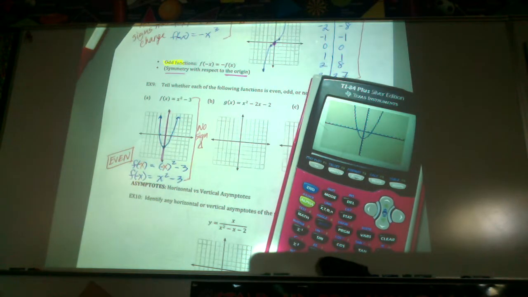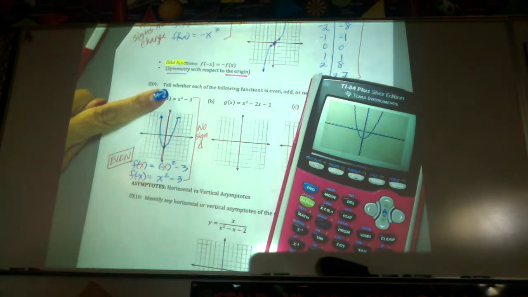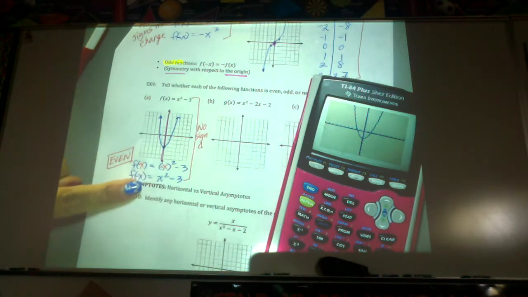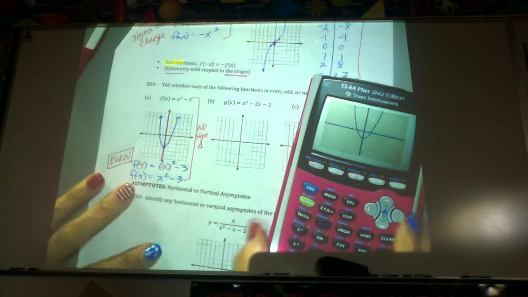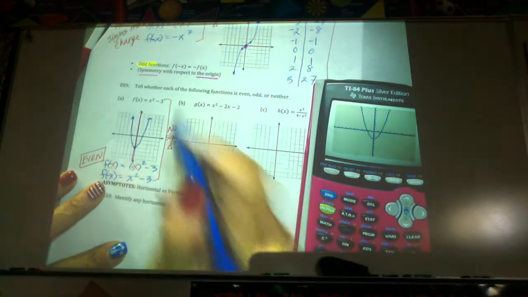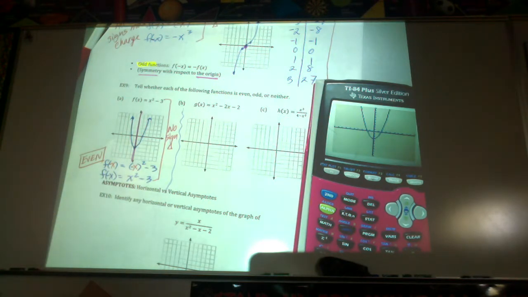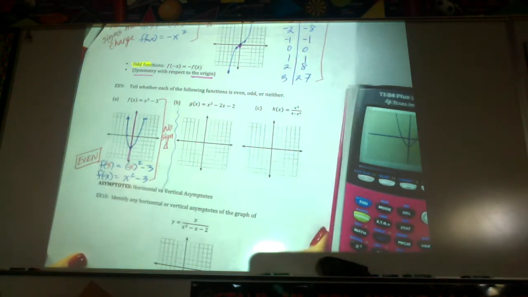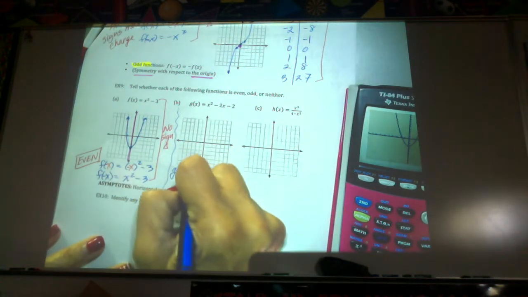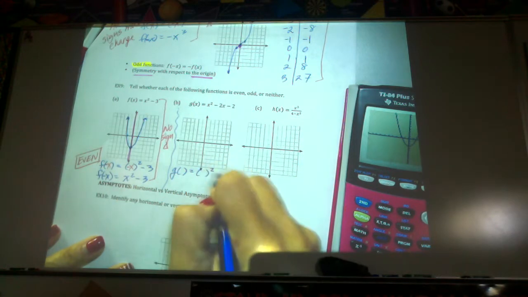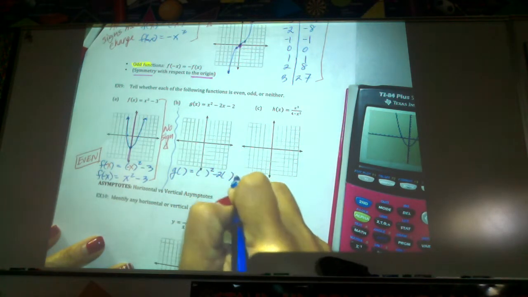So I could give you one or the other and ask you, is it an even or an odd function? You have to be able to tell me, based upon just the graph and not knowing the equation, or knowing the equation and not having a calculator, and being able to use the algebra. All right, so let's look at B. B's highest degree is what? Squared, so it could be an even function. It's possible. So let's look at the math associated with that. So g of -x is equal to -x squared minus 2 times -x minus 2.